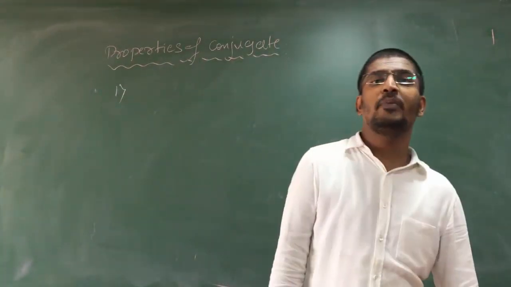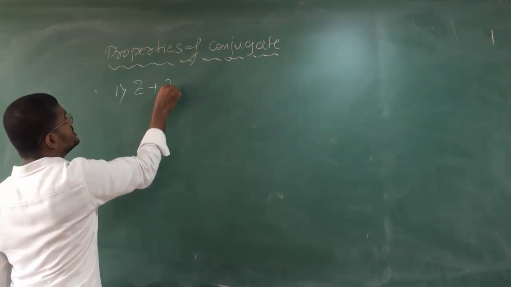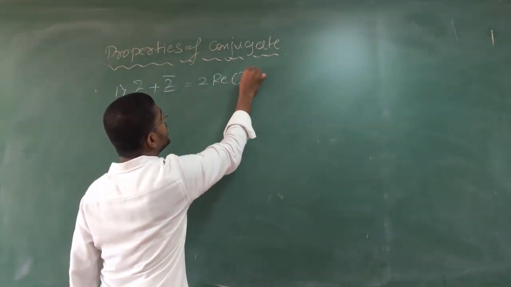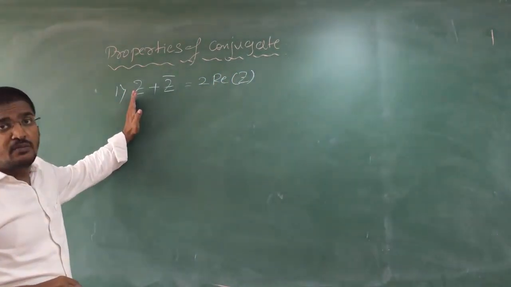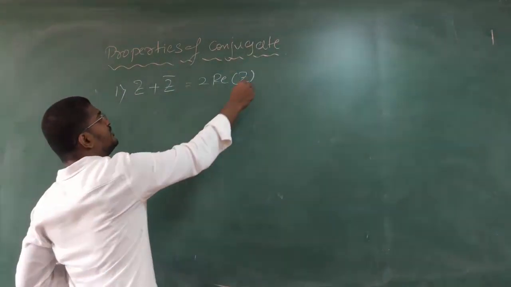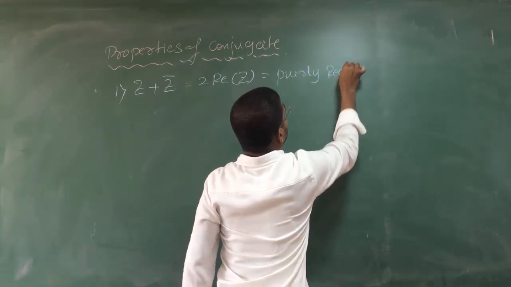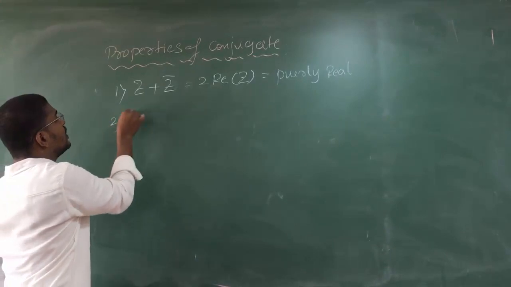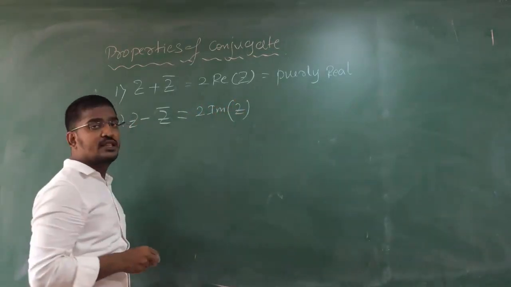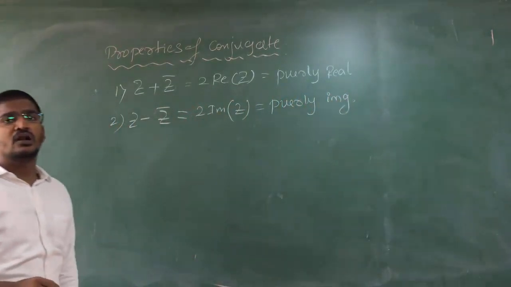Now let us move to properties of conjugate numbers. Okay students, if z is a complex number and z bar is the conjugate of the given complex number, then z plus z bar is going to be 2 times the real part of z. Please remember, a complex number plus its conjugate is going to be 2 times the real part of your complex number. That is purely real. Second one, z minus z bar is going to be equal to 2i times the imaginary part of z, that is purely imaginary.